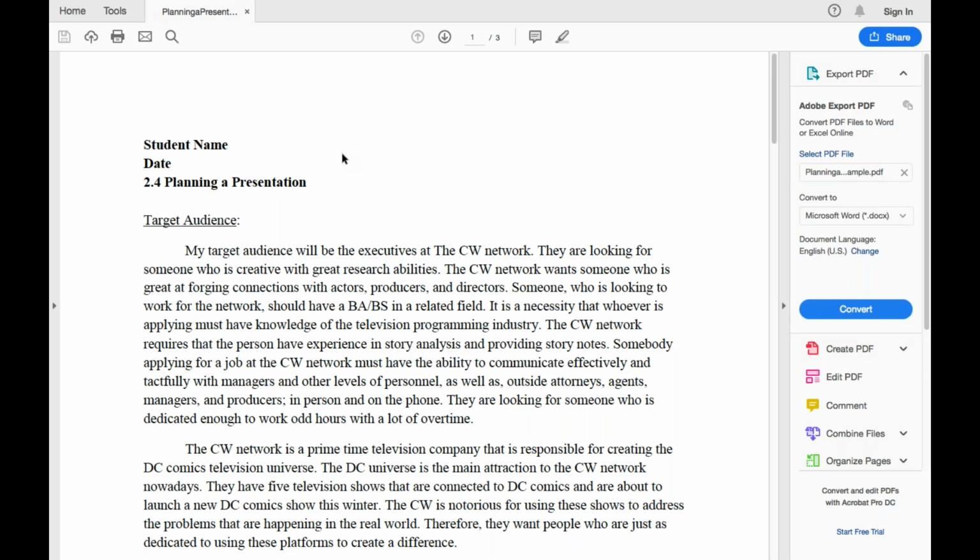So you see how they provided a target audience. They displayed their target audience and what they want. They're looking for someone who is creative with their research abilities, and connections with actors, producers, and directors. Someone who's working for the network should have a beat. So they researched what the company really looks for. That's what you guys should be doing, okay? That's their target audience, the CW network. That's when you research the company, all right?